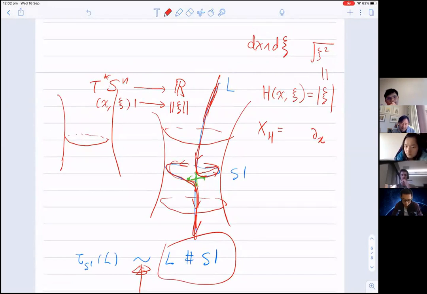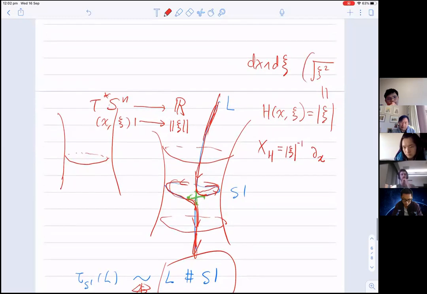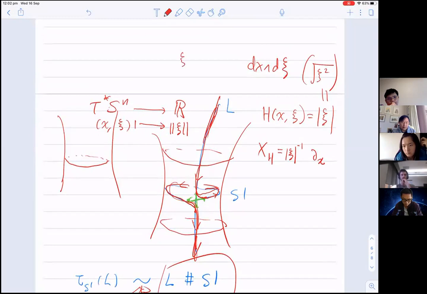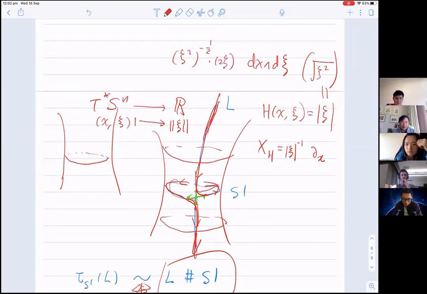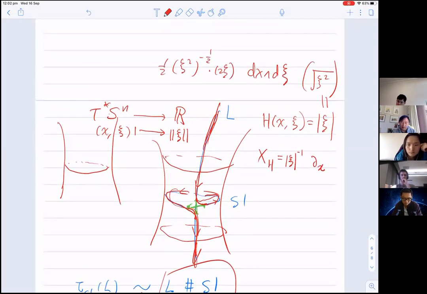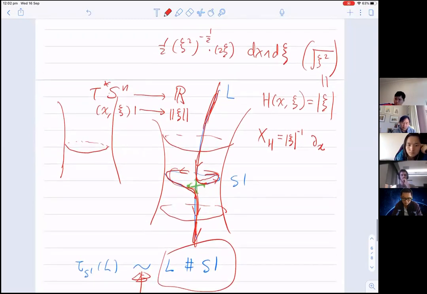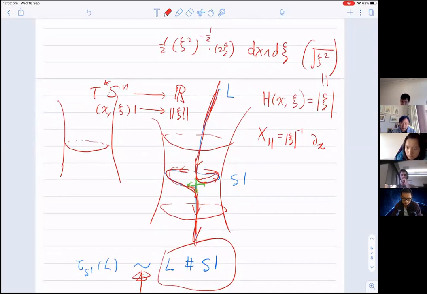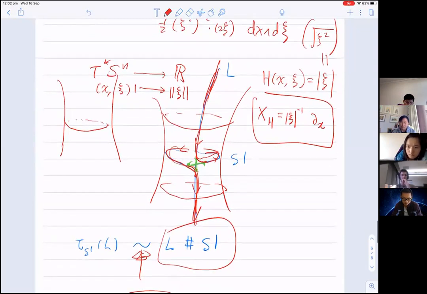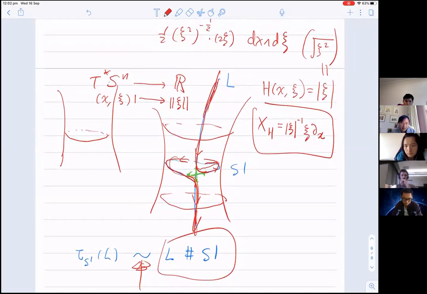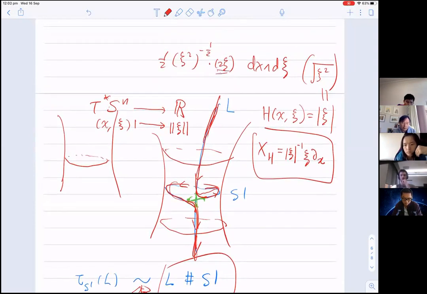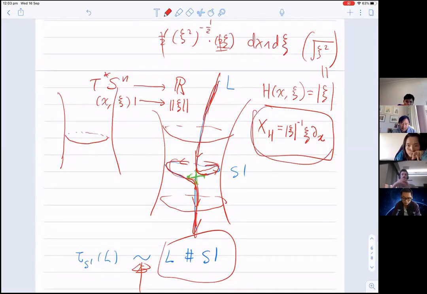So then you have the inverse, because the derivative of this will be c squared to the power minus a half, and then the 2c. So there is a half in front because there is a half here, right? So okay, then this is the Hamiltonian vector field. Oh, sorry, there's c over |c|, because in c squared you have two c here. So that is the Hamiltonian vector field.